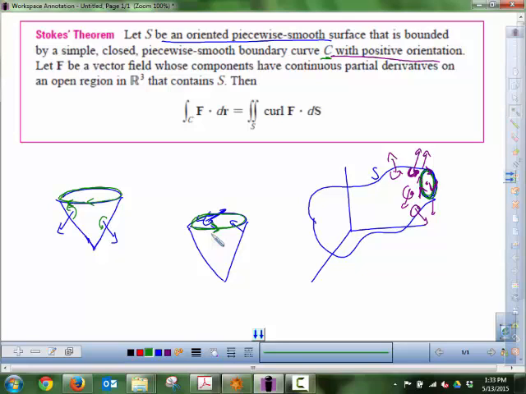So that's the first important thing to get from Stokes' Theorem, is the orientation of C. Orientation of C depends on the orientation of S, and you can tell the orientation of C by following those normal vectors from S. Okay?